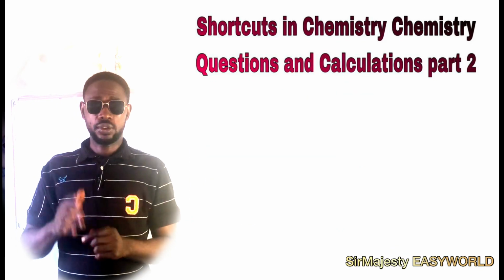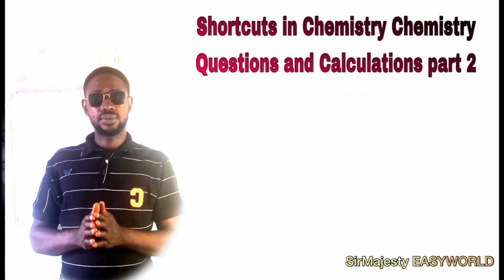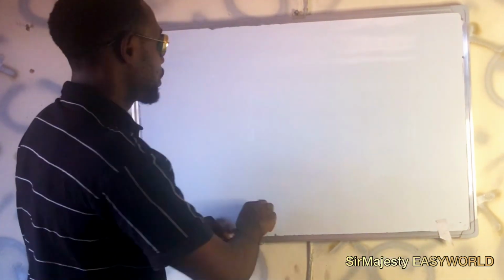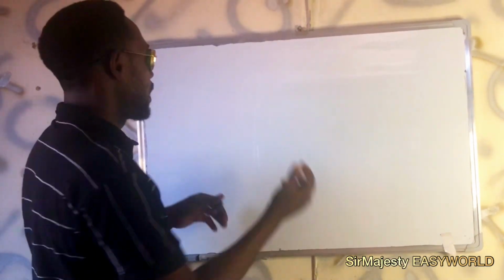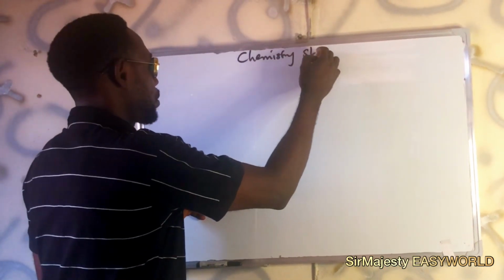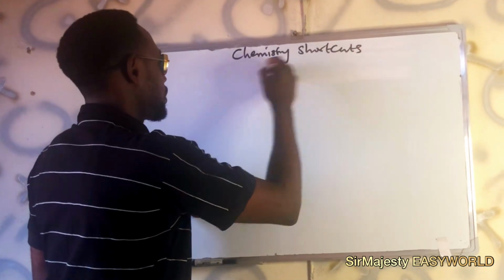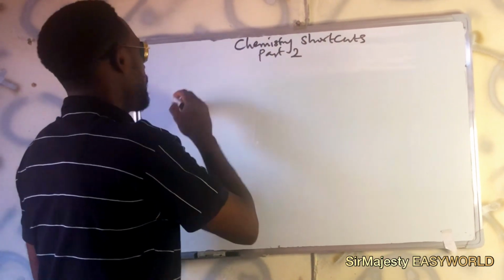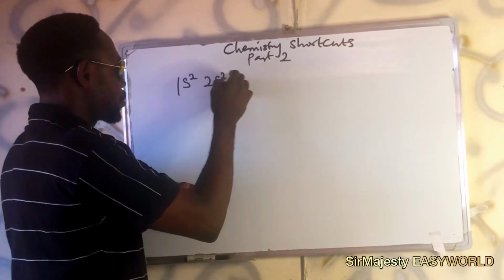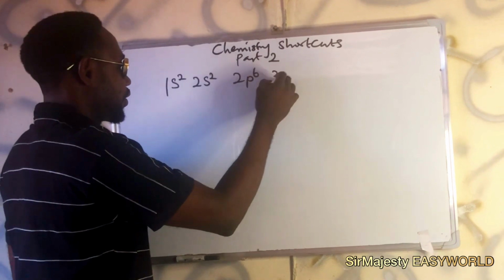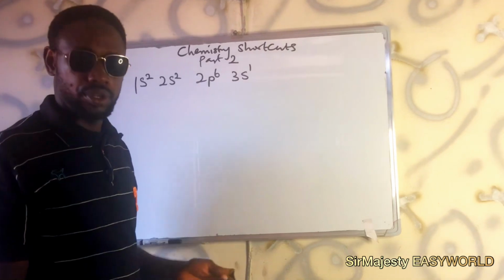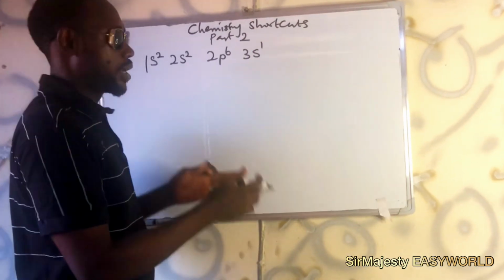It will help you. First of all, I want to start with, sometimes you see equations or questions on electronic configuration asking you to identify the period and the group. So we are looking at chemistry shortcuts part 2. First of all, in the configuration you might see something like 1s2, 2s2, 2p6, 3s1, and the question will be asking you to what group or to what period or to what block do the elements belong.